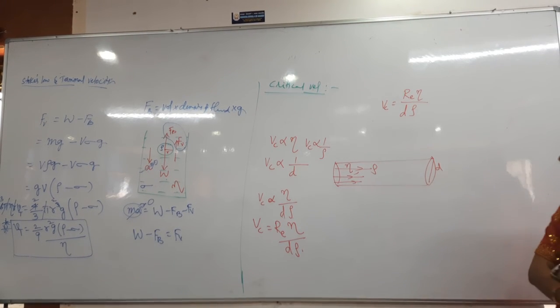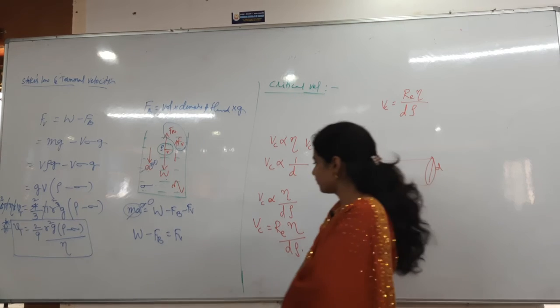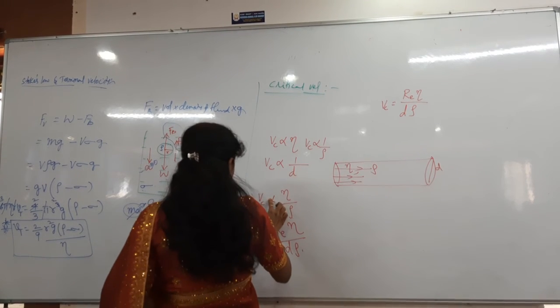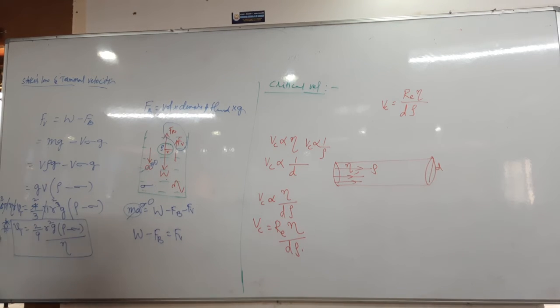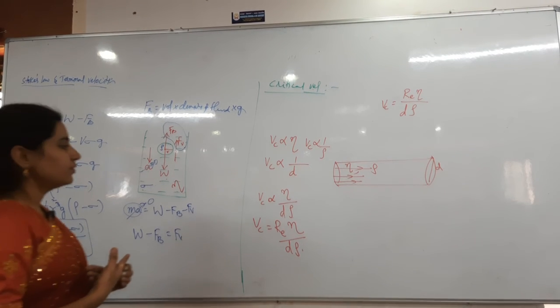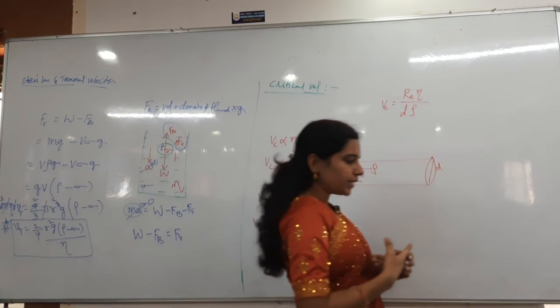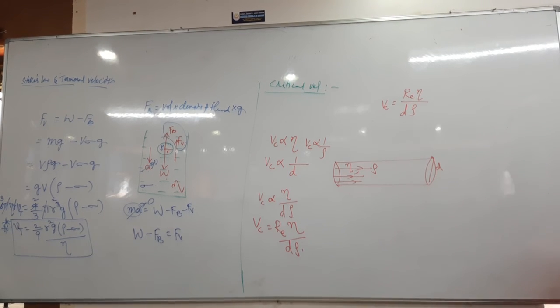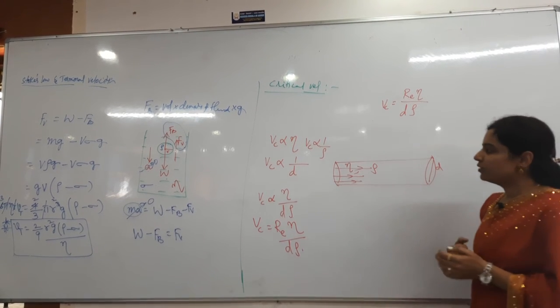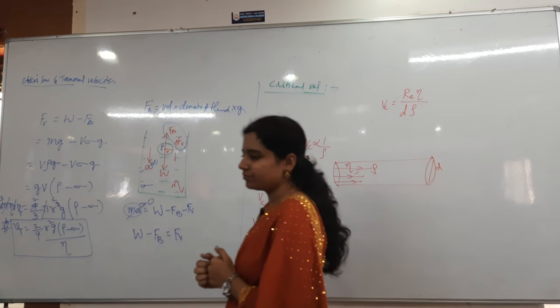In the next line, the proportionality of the critical velocity will be removed by a constant known as the Reynolds number.